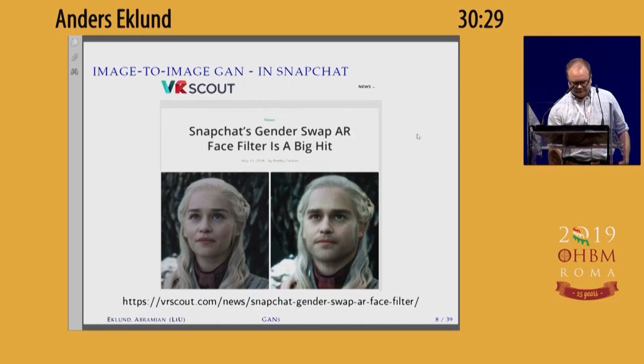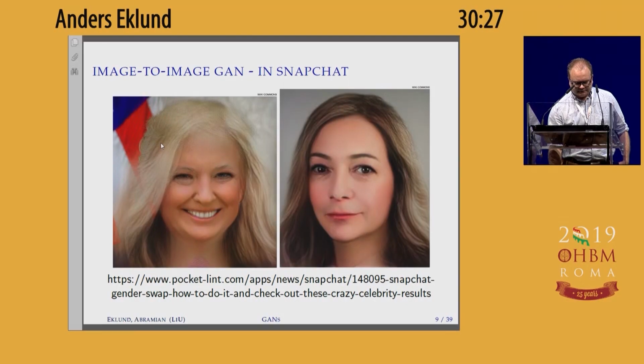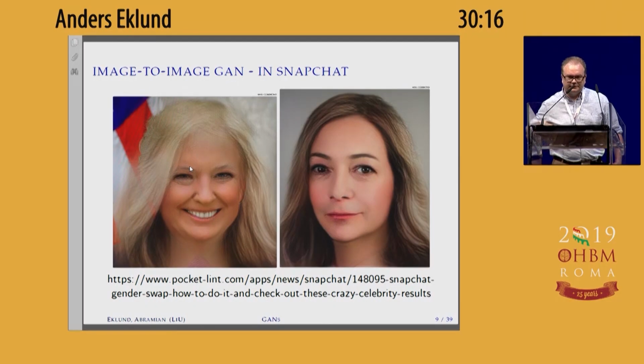And maybe you can tell me who these two persons were, the original images, which person they represent. So who do you think this is? Yeah, so this is a female version of Donald Trump. And who do you think this is? Yeah, so this is a female version of Nigel Farage.